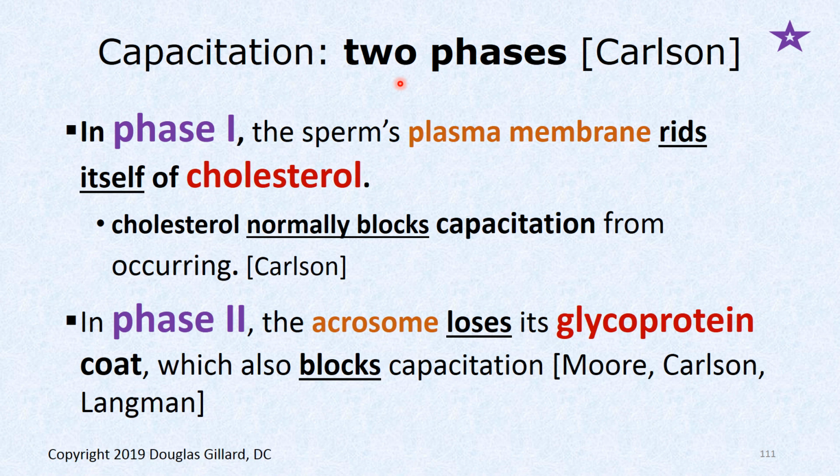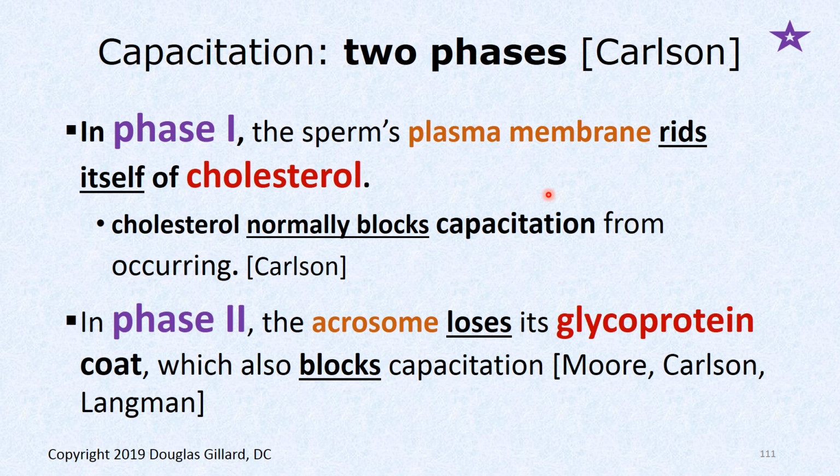So these chemicals that soak into the sperm, the first thing that happens is it rids itself of cholesterol. So the plasma membrane of the sperm just sheds itself of cholesterol. And normally cholesterol, we haven't talked about that, but cholesterol blocks fertilization. Let me make a note of that. Sorry, slide 111. Need to fix that. It blocks fertilization from occurring. Can't bind with a lot of protein in there.